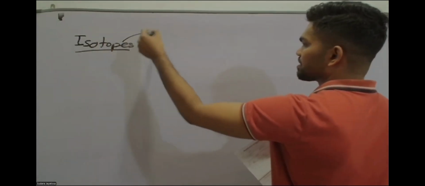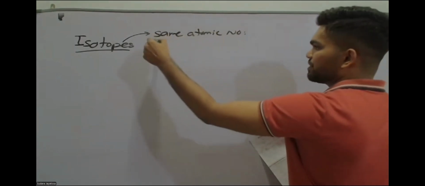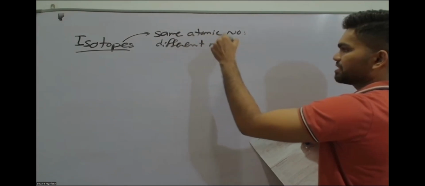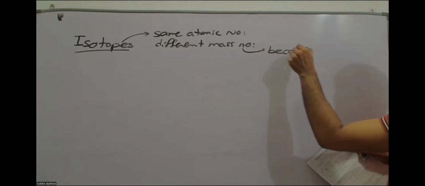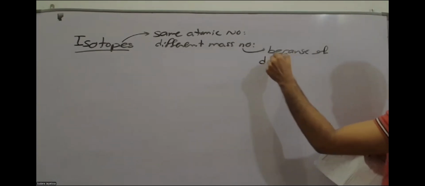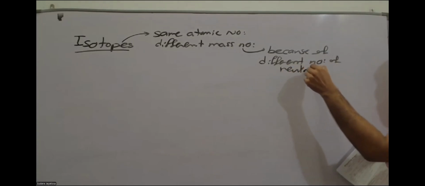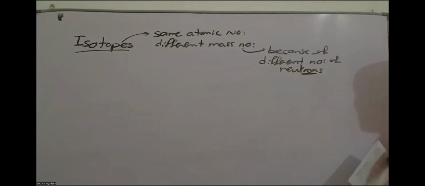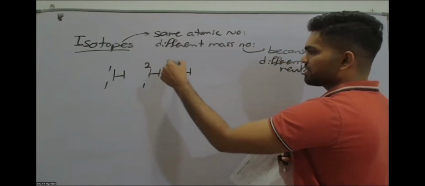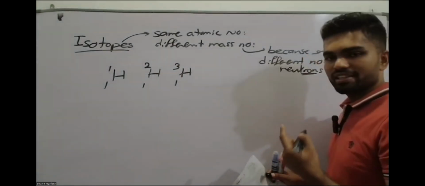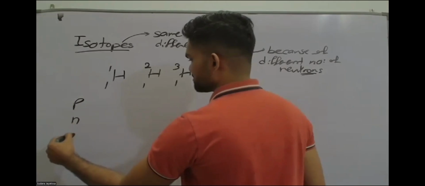Isotopes are having same atomic number and different mass number. So what is the reason for the different mass number? Because of different number of neutrons. Okay, so their number of neutrons are different. Example, hydrogen 1,1 protium, hydrogen 1,2 deuterium, hydrogen 1,3 tritium. We use the same example in the class. Okay, and we can put some example.